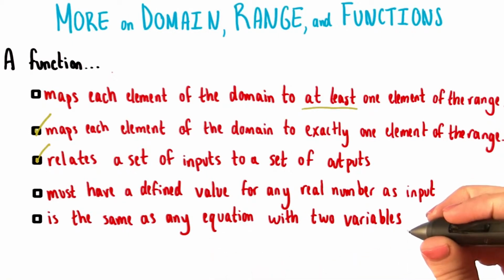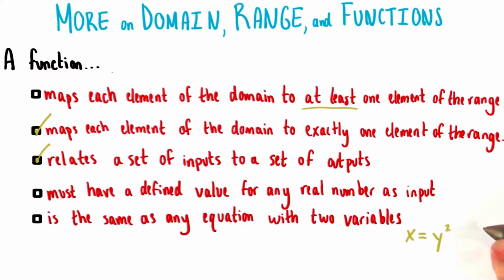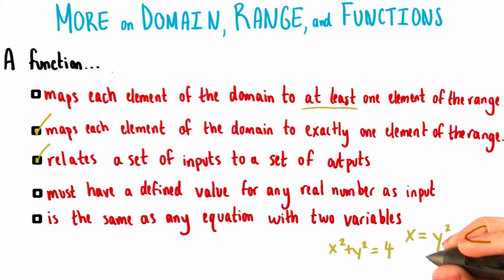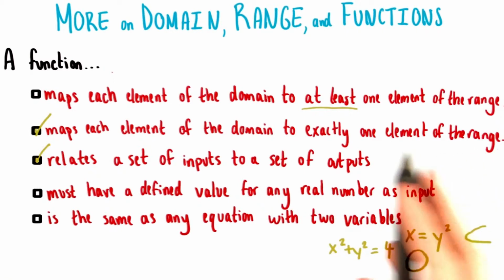For example, we might have x equals y squared, which is a horizontal parabola. Or we might have x squared plus y squared equals 4, which gives us a circle. Neither of these pass the vertical line test, which we talked about before, so they're not functions. And they don't pass the vertical line test because they don't meet this criterion.